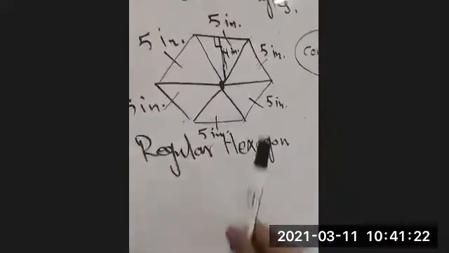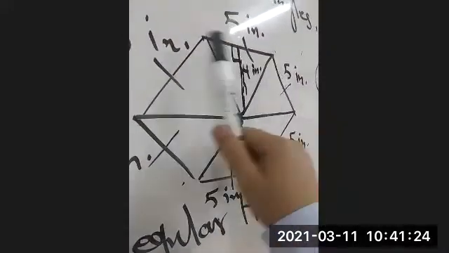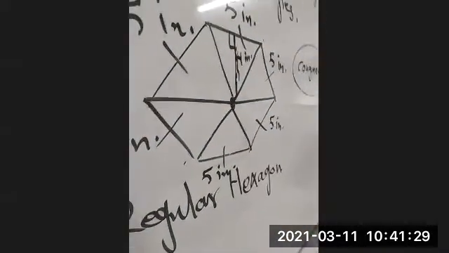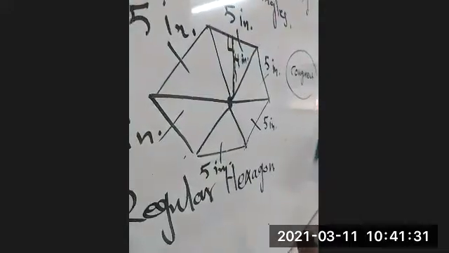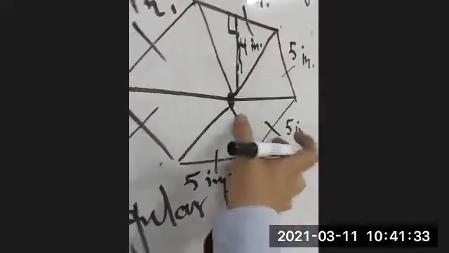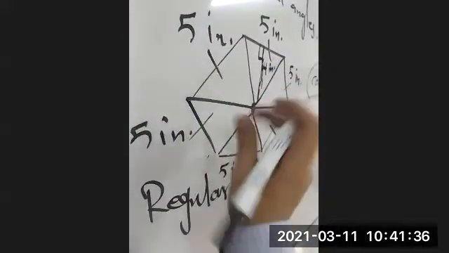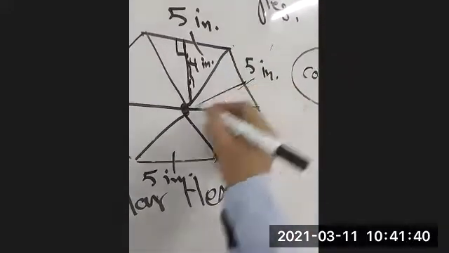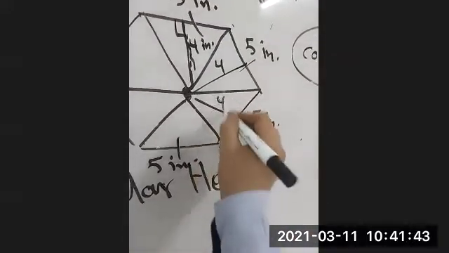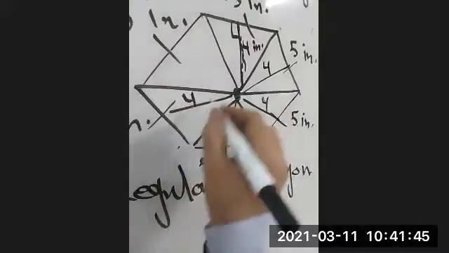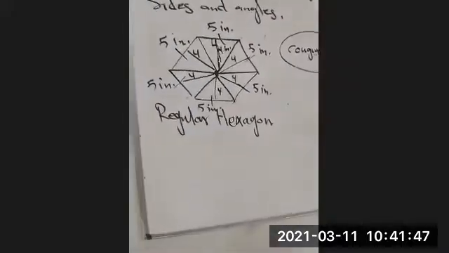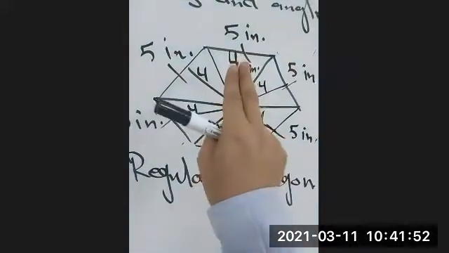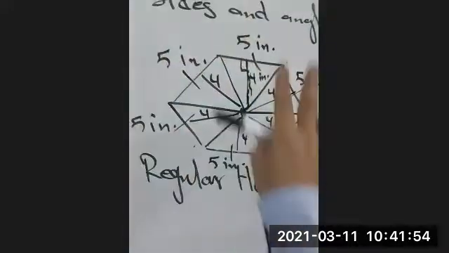What we have now is a triangle with base 5 and height 4. Because they are all congruent triangles, each triangle has the same base and the same height. So if this is 5 and this is 4, then this is 5, this is 4, 4, 4, 4.